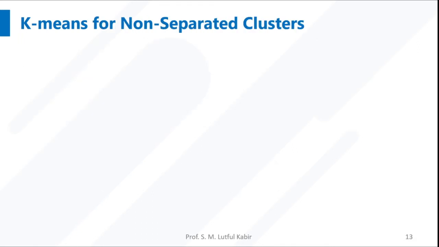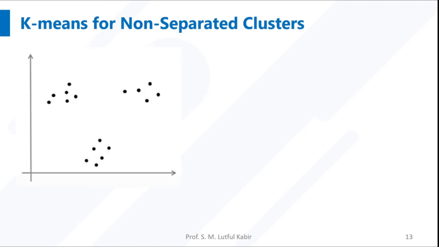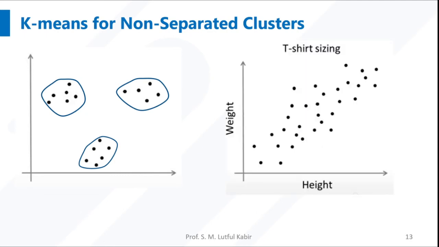Now let us discuss K means for non-separated clusters. The clusters in this diagram are well separated. There are three distinguished clusters, but in some cases the clusters cannot be separated by physical observation. Let us take an example of t-shirt sizing where the points have been plotted for height and weight.